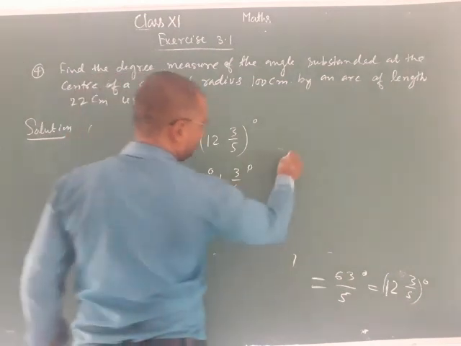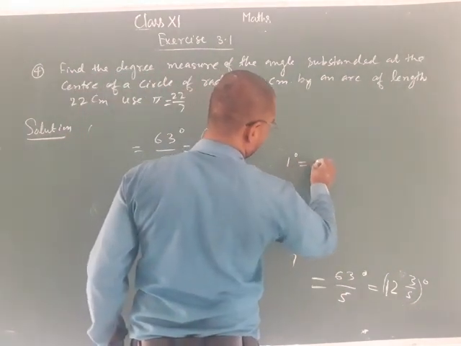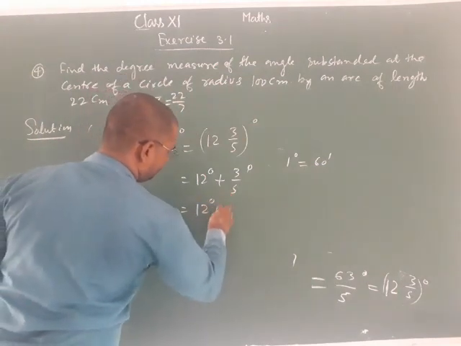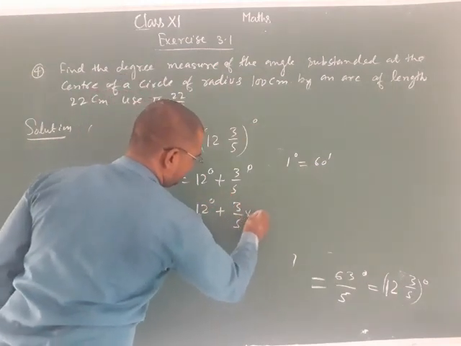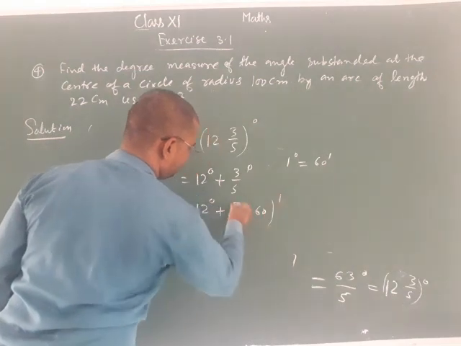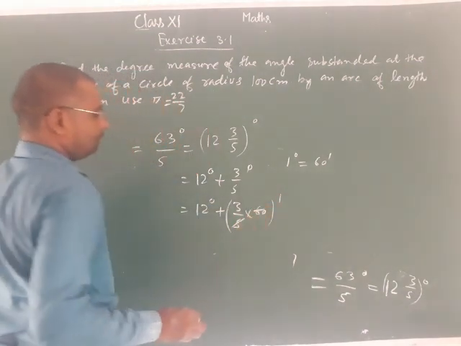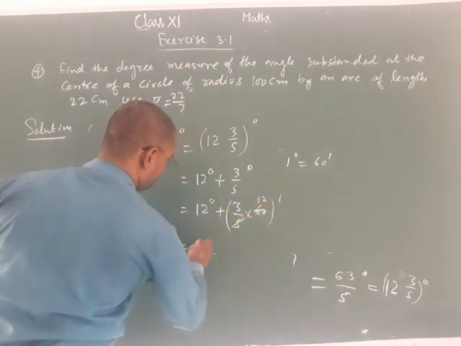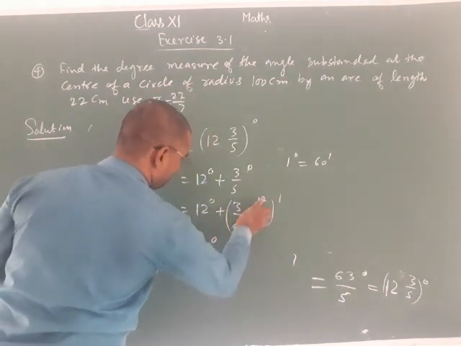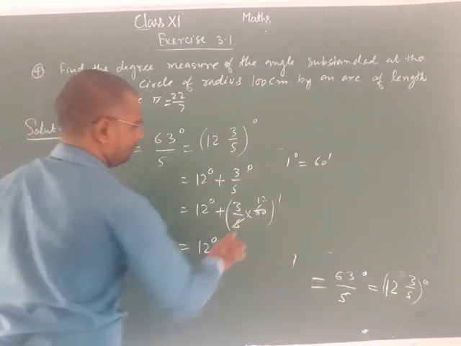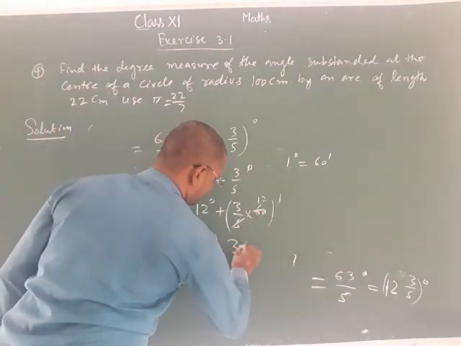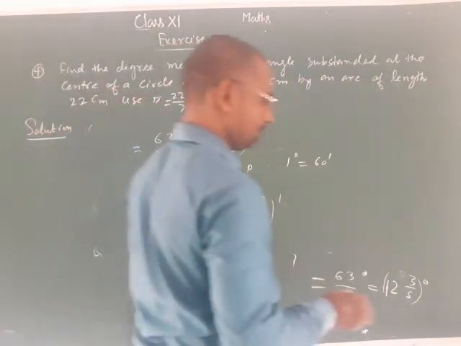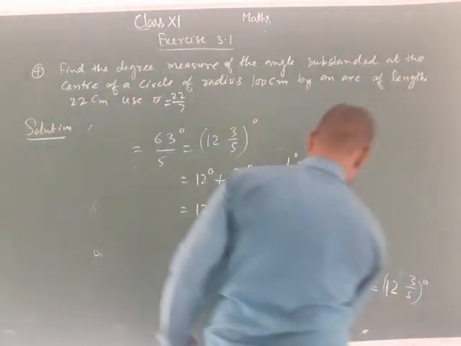So 1 degree is equal to 60 minutes. So 12 degree plus 3 upon 5 multiplied by 60, change into minutes, is 36 minutes. So this is the answer of the given question.